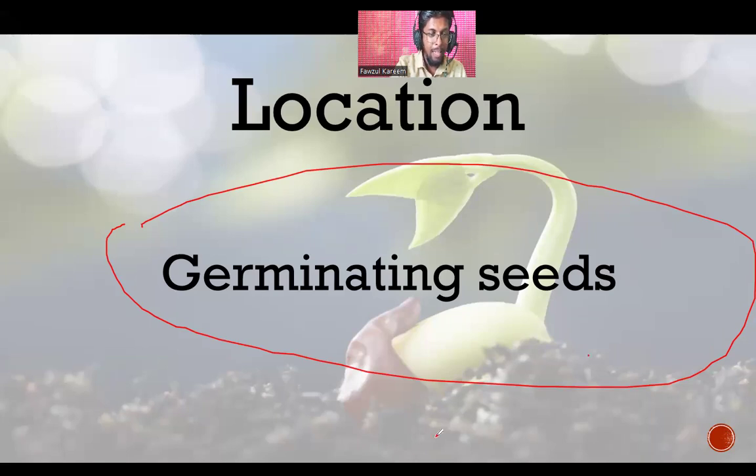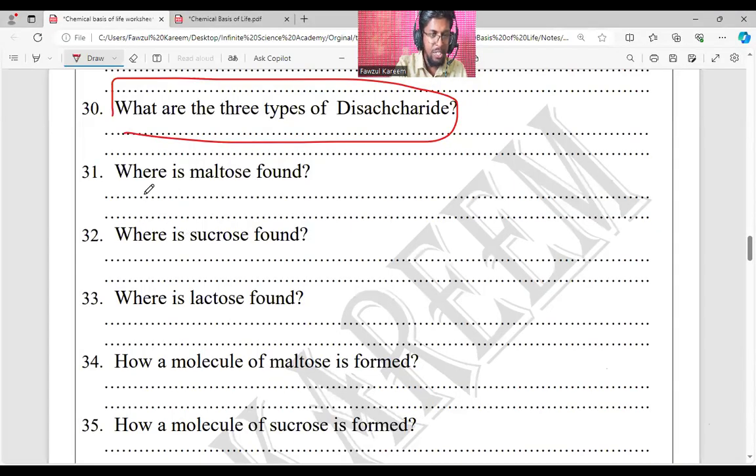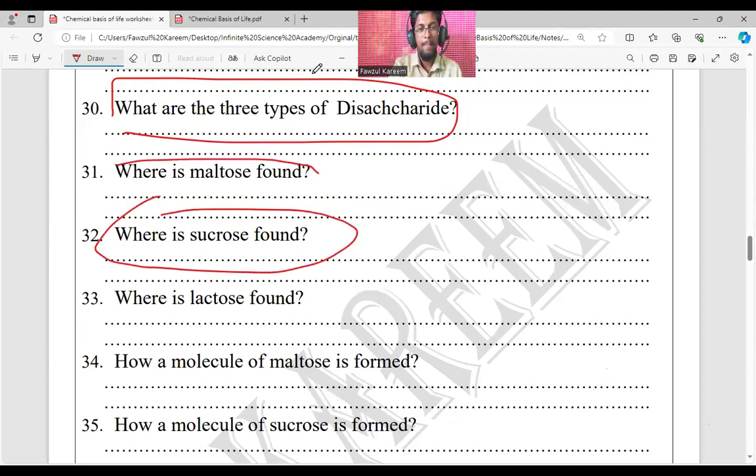Okay. Then next question. Where is sucrose found? Yes, Rashida, very good. White sugar, sugar cane, and some fruits.